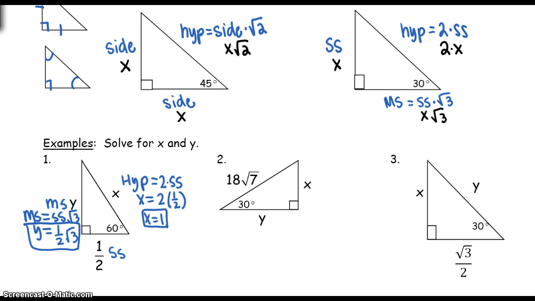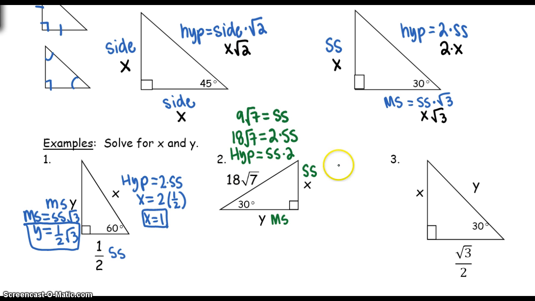Let's look at number 2. On number 2, I label my sides first. This is my short side. Across from my 60 is my medium side. And across from my 90 is my hypotenuse. Now, all that I know here is my hypotenuse. And I know that the hypotenuse is the short side times 2. So my hypotenuse here is 18 root 7. So 18 root 7 equals 2 times my short side. Well, how would I get short side alone here? Divide both sides by 2. So then we'll have 9 root 7 equals my short side.